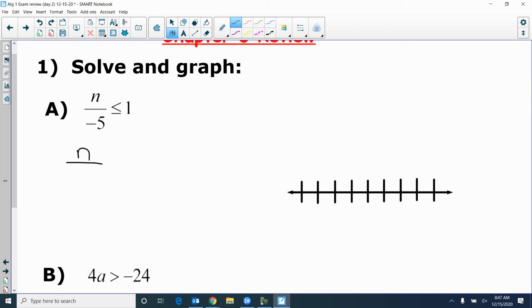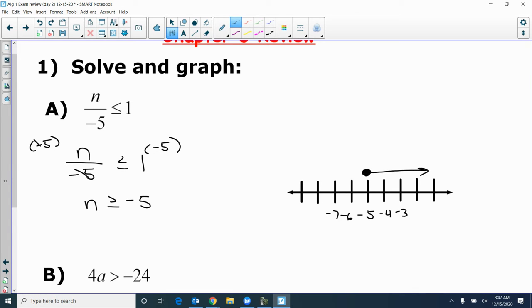Colin, what do you think? Multiply by -5 on both sides. Good. Multiply both sides by -5. Because what that does is that cancels this -5 here, and it leaves you n. But now, what happens when you multiply both sides by a negative? The inequality sign flips. So that becomes greater than or equal to -5. Now, I'm just gonna start in the middle where -5 is and do a couple to the left and a couple to the right. You don't have to do a ton.